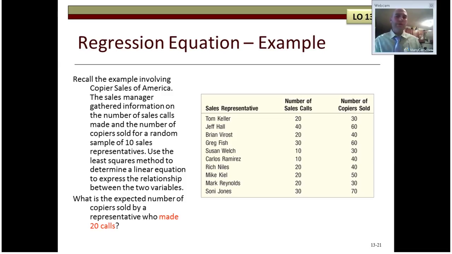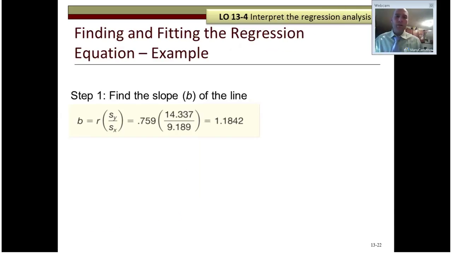use the linear regression. We know from our previous example that the correlation coefficient is 0.759. S of y is the standard deviation of y, S of x. That gives us a b value of 1.18.